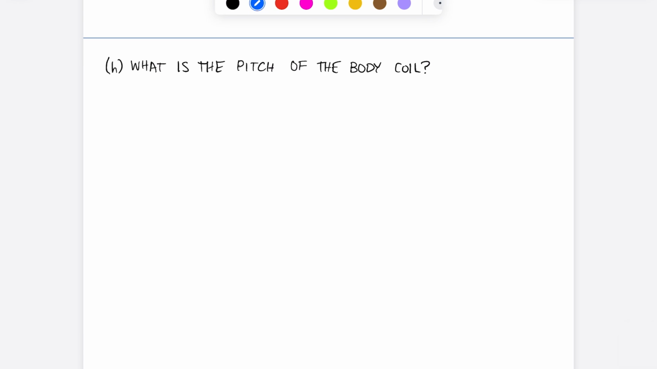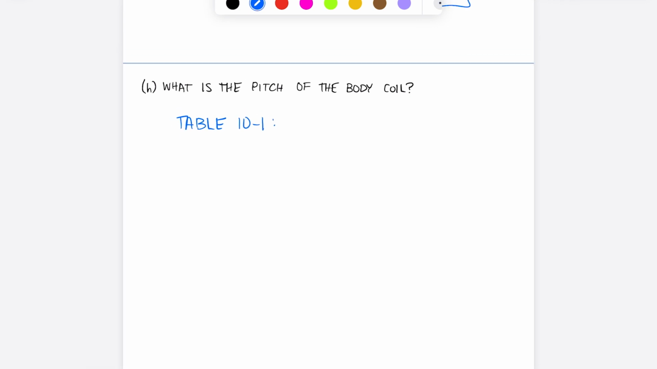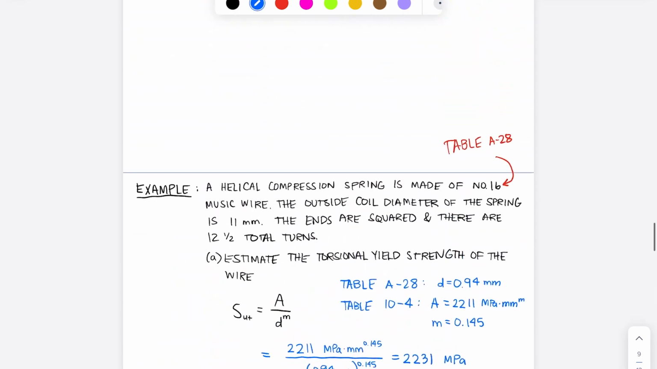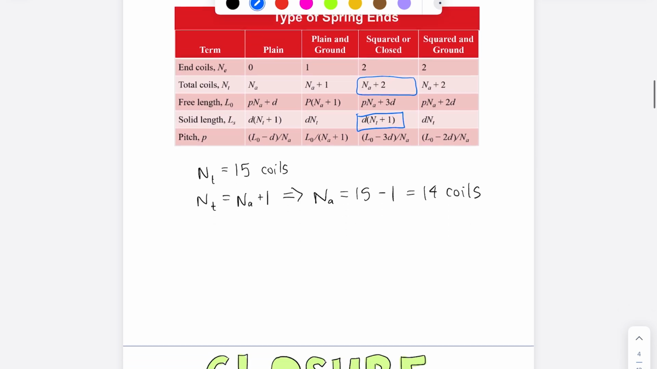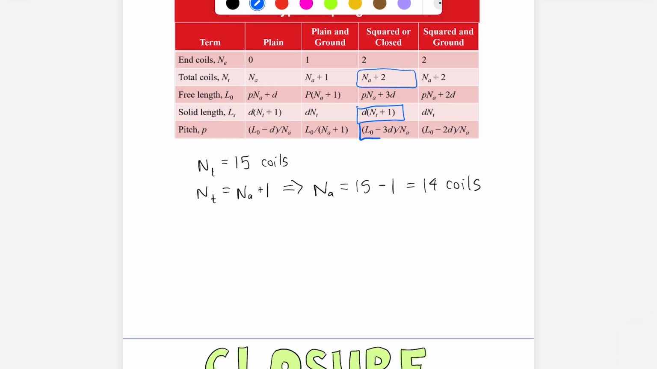Next, we have part H, the last part of this problem. We want to find the pitch of the body coil. So again, we can look to Table 10-1 to find this. Okay, and now I'm looking for the pitch. So the pitch is equal to free length minus 3 times the wire diameter, divided by the number of active coils.